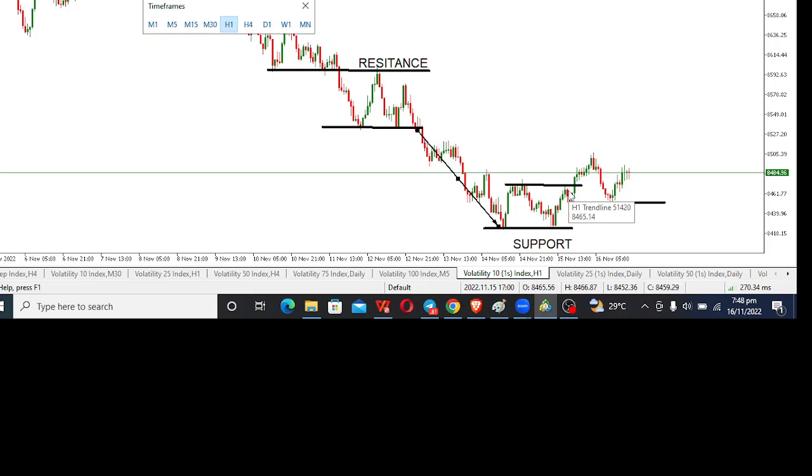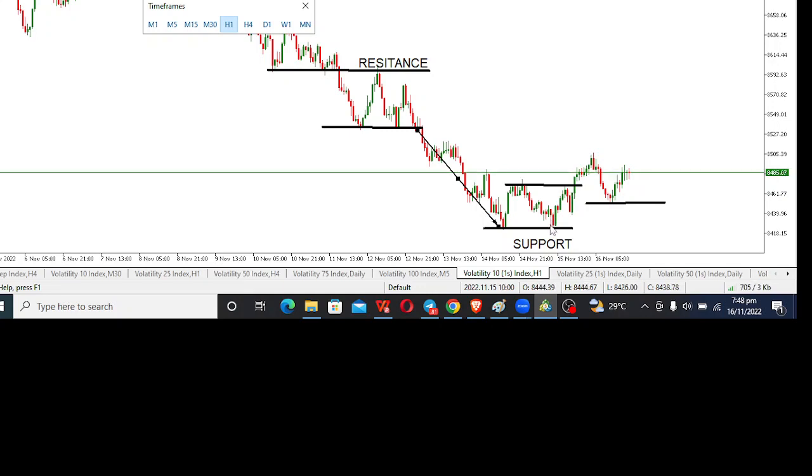Anytime you are trying to find support and resistance, you should have it at the back of your mind that you are not just looking out for lines or trend lines. You can equally have zones, not just lines or maybe some numbers. You can also have zones.